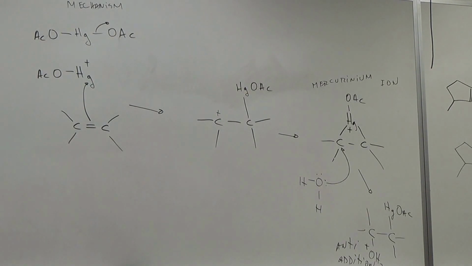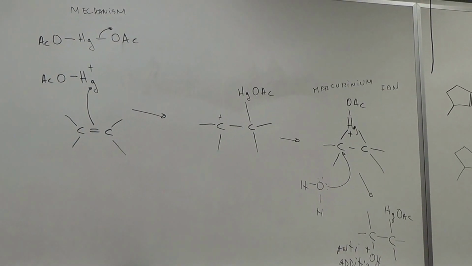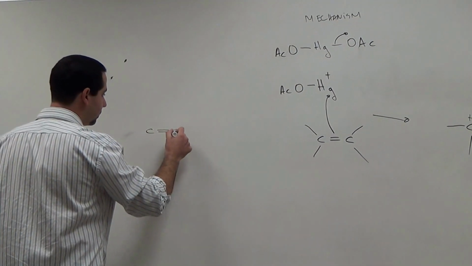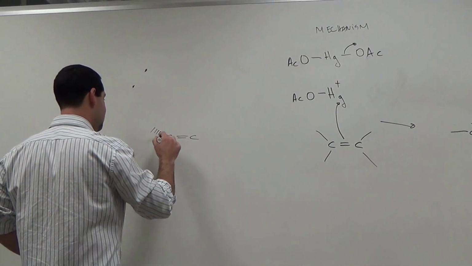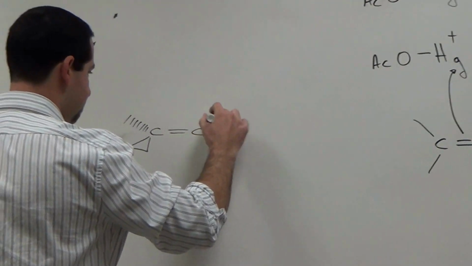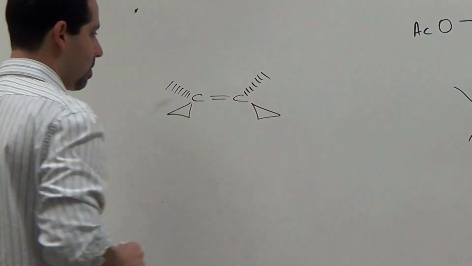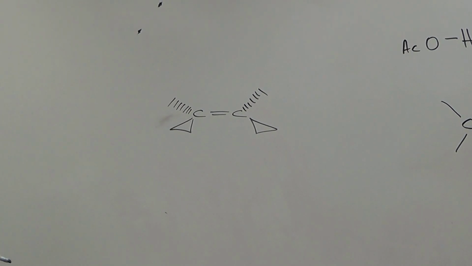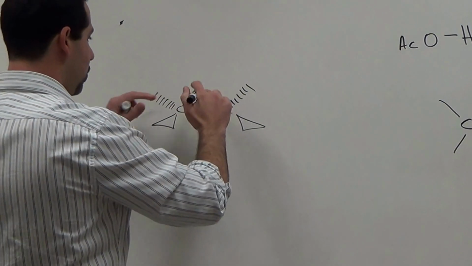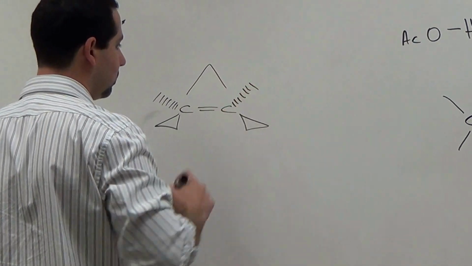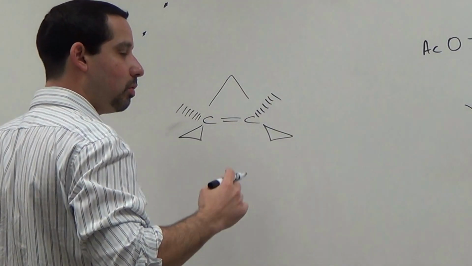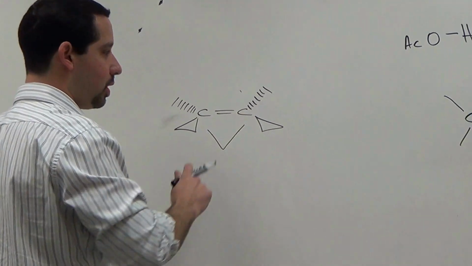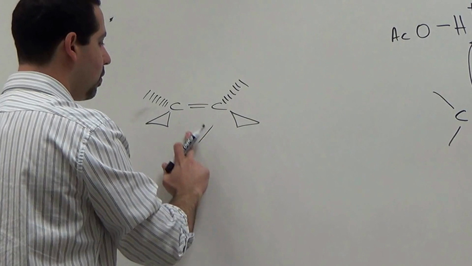Now, let's say we have here something like this. This mercuronium ion, where can it form from? Can it do a bridge here on the top? Yes or no? Yes. Can it do a bridge on the bottom? Yes. It can do a bridge on the top or a bridge on the bottom.